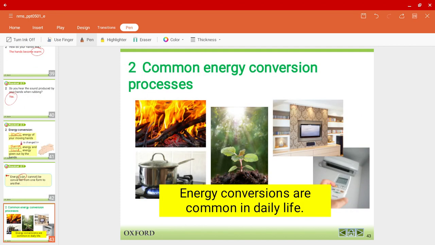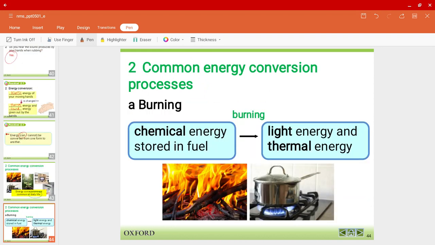Let's move on and look at some other energy conversion processes in our daily life. Say, for example, back in the day, people would use wood as fuel, and also when we're cooking over here, there's chemical energy stored in fuels. After undergoing a process of burning, light energy, as you can see over here, there's light, and of course, thermal energy is produced.